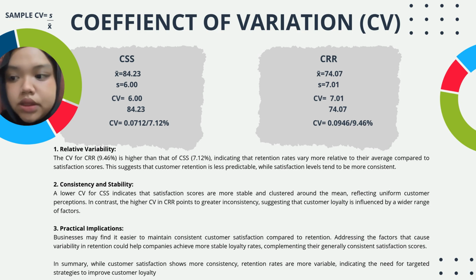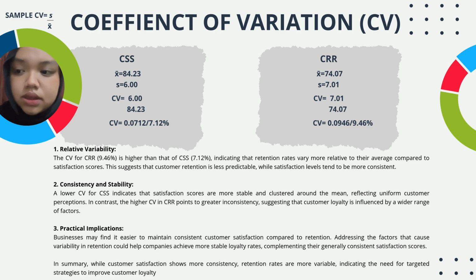So the comparison is relative variability. The CV for CRR, 9.46, is higher than that of CSS, 7.12, indicating that retention rate varies more relative to its average compared to satisfaction score. This suggests that customer retention is less predictable, while satisfaction levels tend to be more consistent.